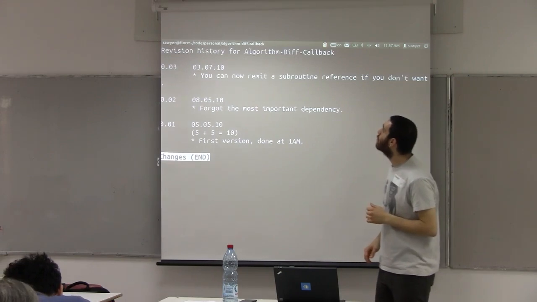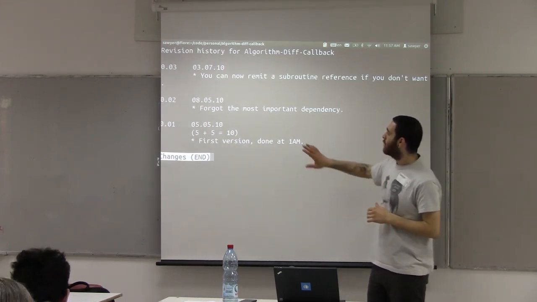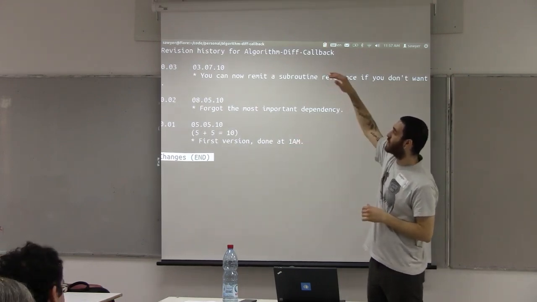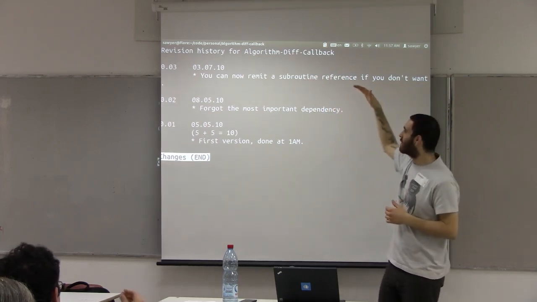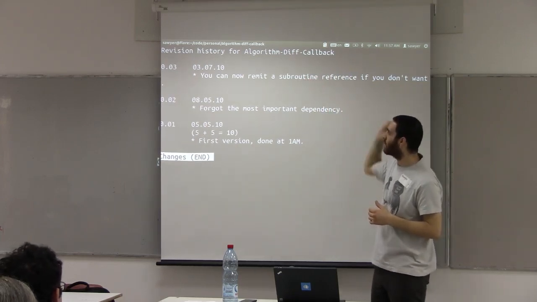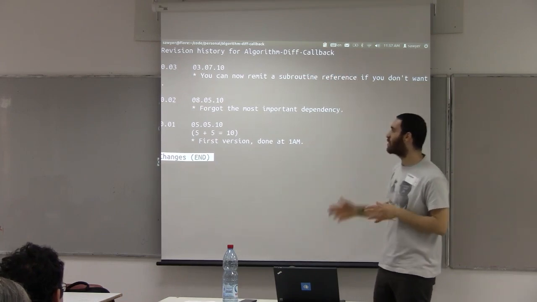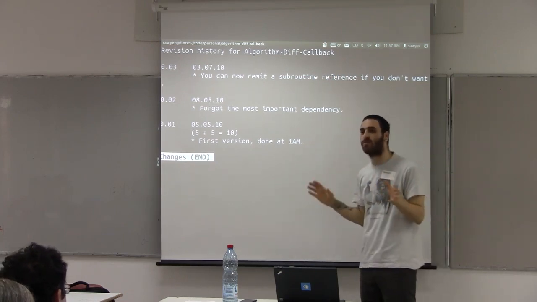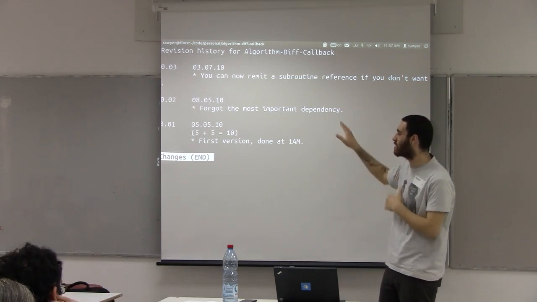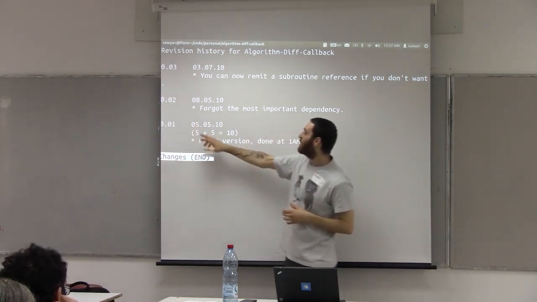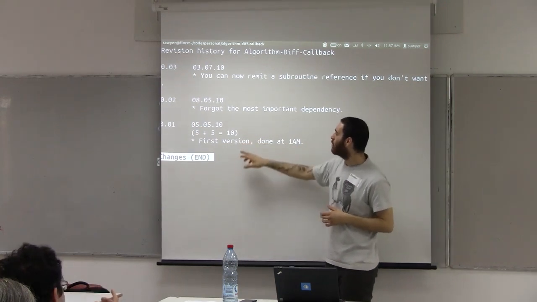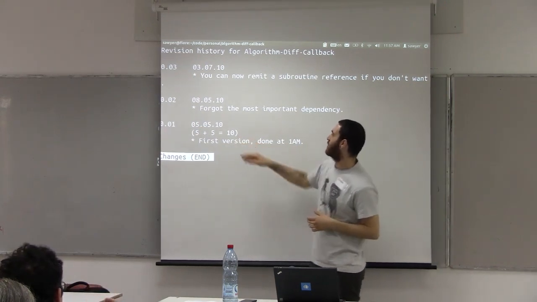This is what I do. This is basically the common form. New releases go up top because that's the first thing you want to see. There are some modules that put it at the bottom, and every time you open the changes, you have to go all the way down. It's really annoying, so if you ever write a change file, please put the newest ones first. So I put in the version, the date, whatever I did.